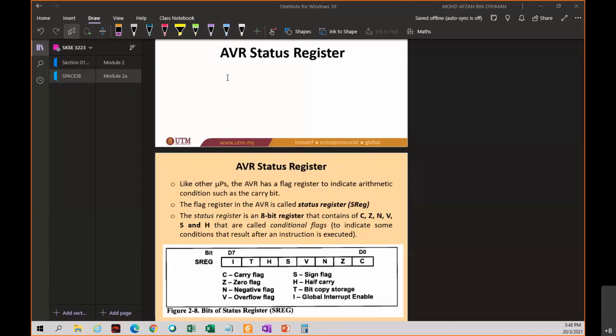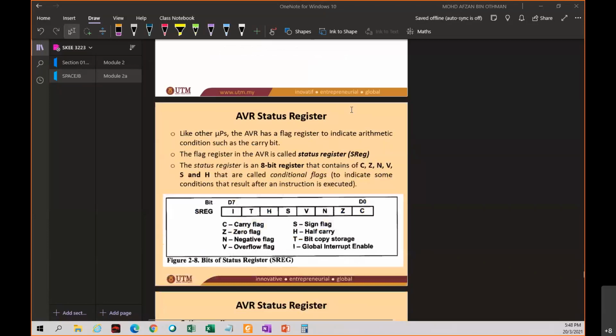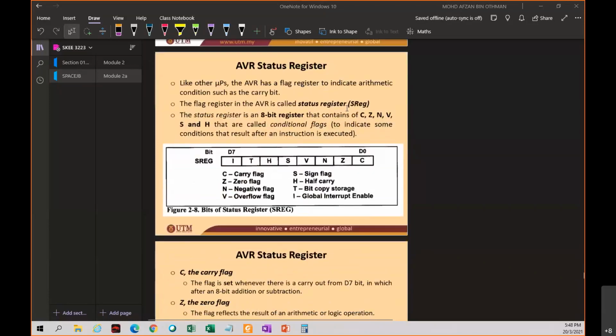Okay, so kita sekarang ni masuk AVR status register. Since kamu tak ada apa-apa soalan sebelum ni, so kita masuk yang ni lah. Okay, so this status register, like other microprocessors, the AVR has a flag register to indicate arithmetic conditions such as a carry bit. So this status register is used to indicate the condition lah. Apakah condition yang berlaku selepas kamu buat a few instruction.